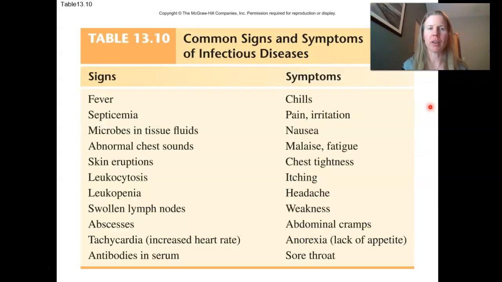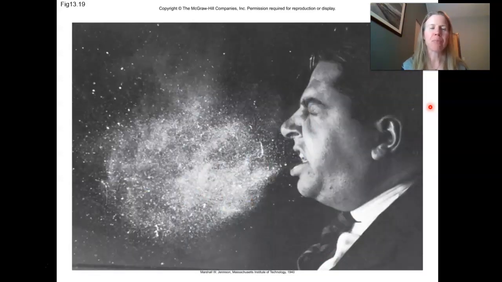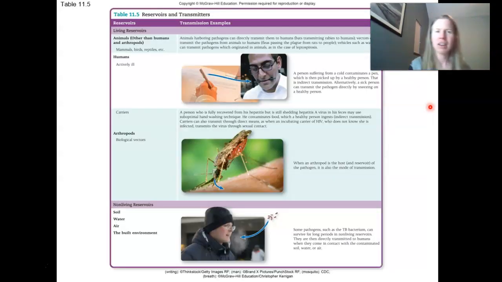Okay, sorry, a little tangent there about signs and symptoms. Okay, portal of exit. Isn't that lovely? Okay, so here comes a lot of terminology, but it's not terrible.